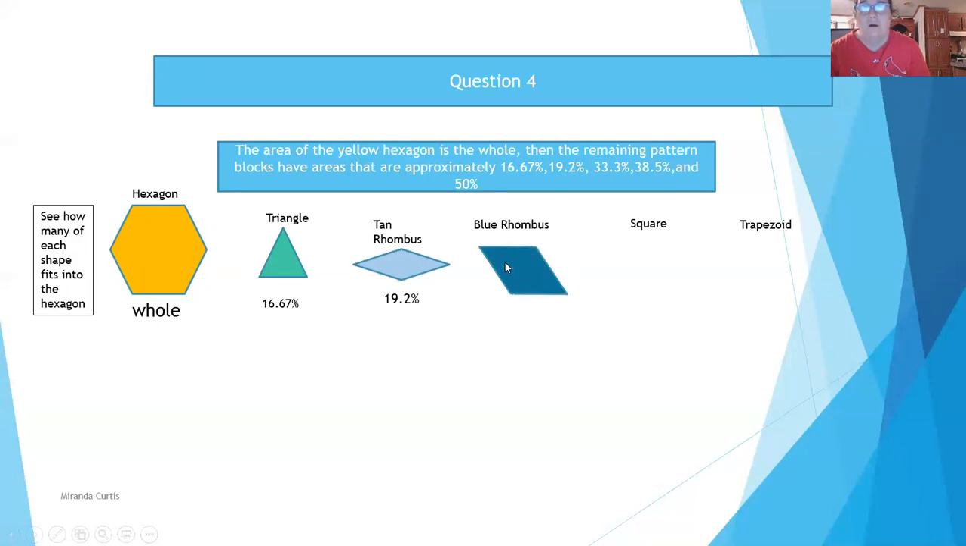Okay, here's our blue rhombus. Now we might get 2 of them in there. If we try to fit it in there, we might get 2. It had 33.3%. Now our square, I can see we could put a square here, maybe here. Definitely there. You would probably get a good amount of squares in there. So we have 38.5%. Now the trapezoid, that one was awesome. Look at this trapezoid. If you cut the hexagon in half right there, 2 trapezoids make a whole. So that gave us 50%.